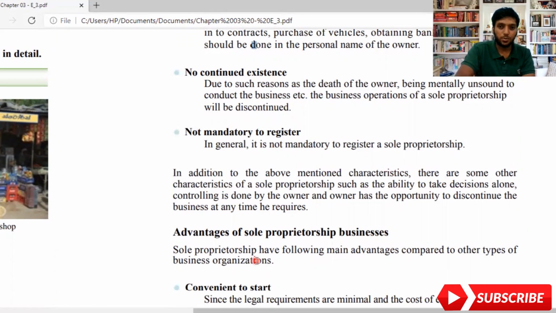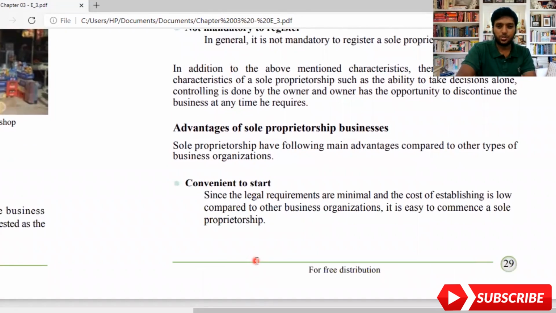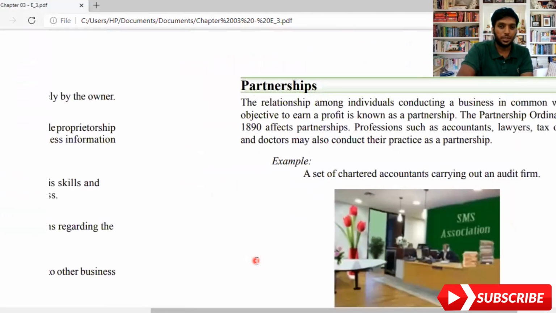What are the advantages of sole proprietorship? Easy to start, convenience to start. You know, if you write easy to start and convenience to start in exams, both are correct. What is convenient to start? It's very easy to start the business. You don't need to ask anyone. If you feel it is correct, you can do it and you can start, go ahead with that. It's easy to commence. Okay.